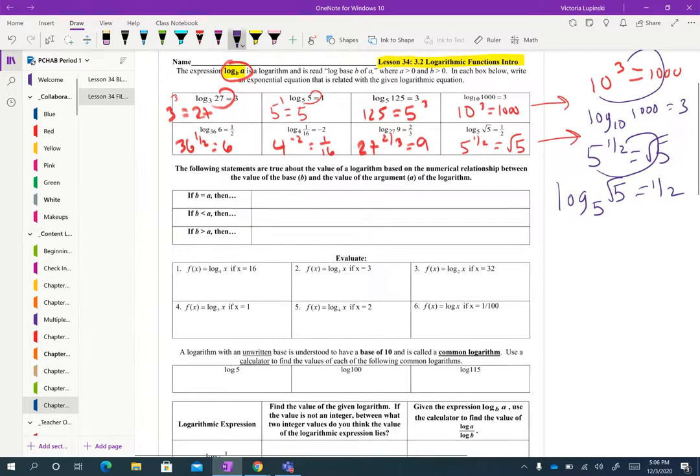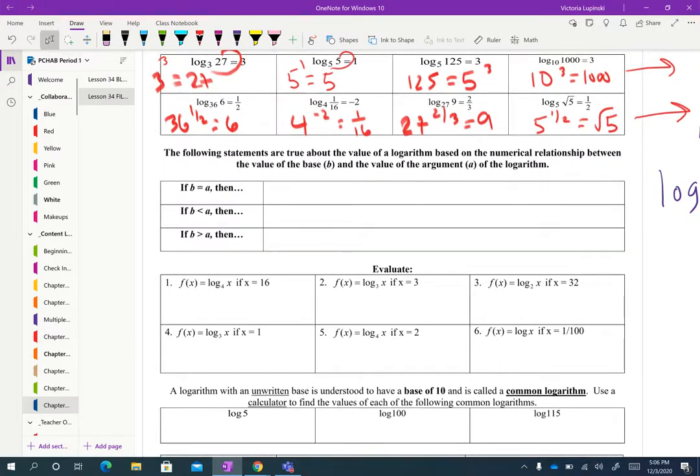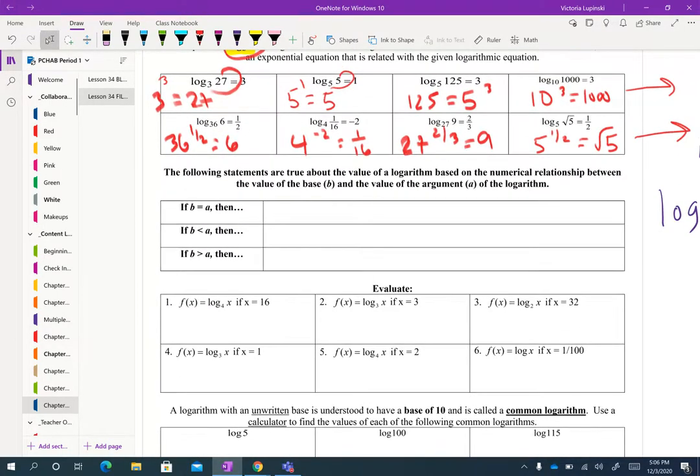Then the following 3 statements are true about the value of a logarithm based on the relationships between b and a. Just so you're aware, in log base b of a, b stands for the base and a stands for the argument. That's why they use the letters b and a. So there are 3 things that are always true about the relationship between b and a. If b is equal to a, then the value of the log must equal 1. To show you an example of where that was true, if b is equal to a, that would be this example right here. Because b and a are equal, the log must be equal to 1.